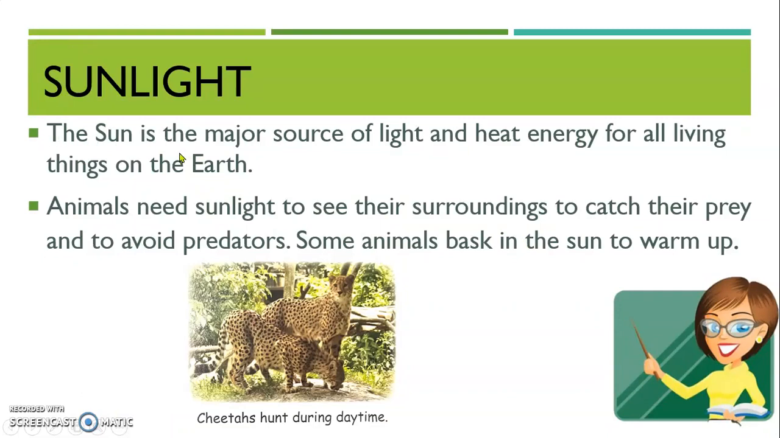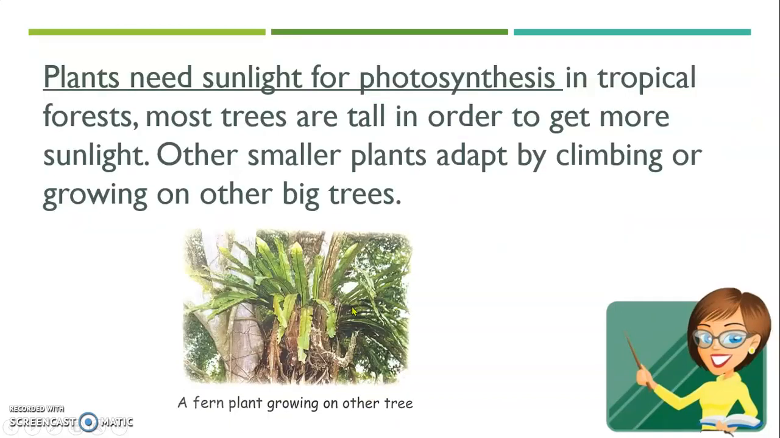Sunlight. The sun is the major source of light and heat energy for all living things on the earth. Animals need sunlight to see their surroundings, to catch their prey, and to avoid predators. Some animals bask in the sun to warm up. So here, in this picture, cheetahs hunt during daytime.